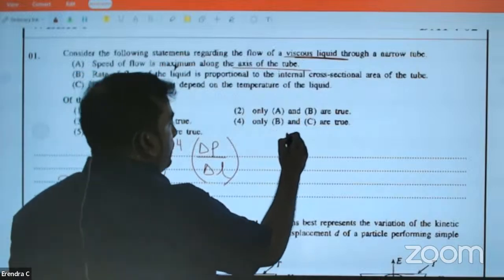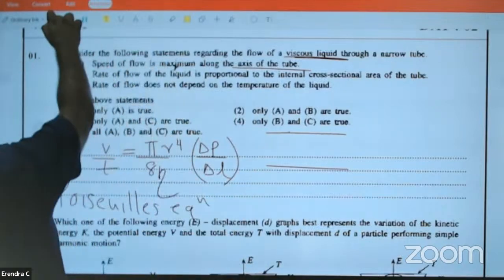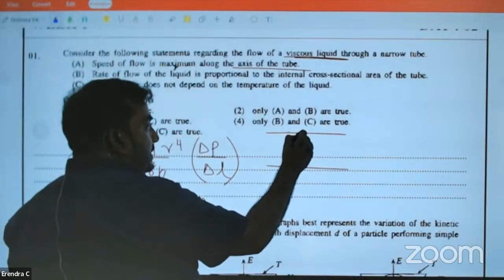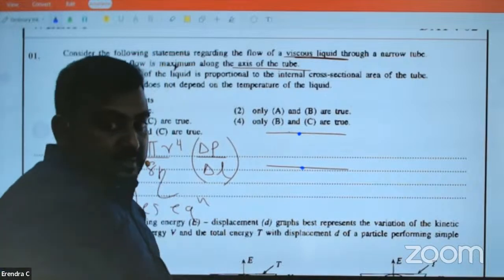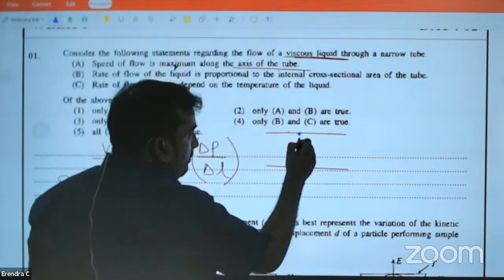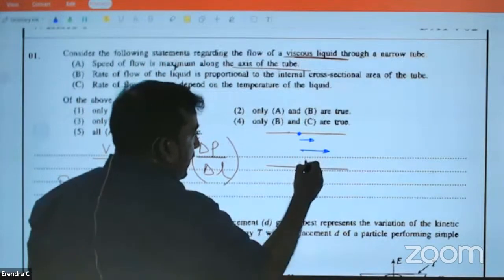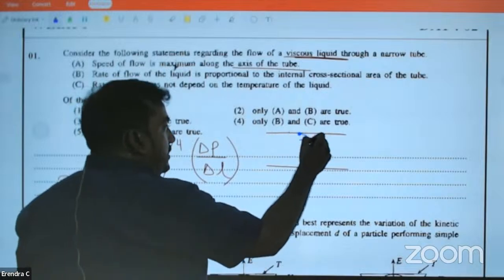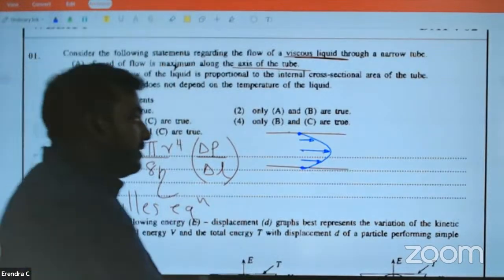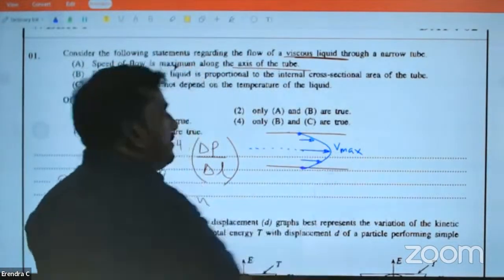Now, if you draw the fluid flow, remember the no slip condition comes into play. That means the boundary is at rest, so the fluid particle is also at rest. From rest, gradually the velocities will increase. Velocity is maximum at the axis. If you draw the profile, it's going to be a parabolic curve like this. Maximum velocity will occur at the axis.